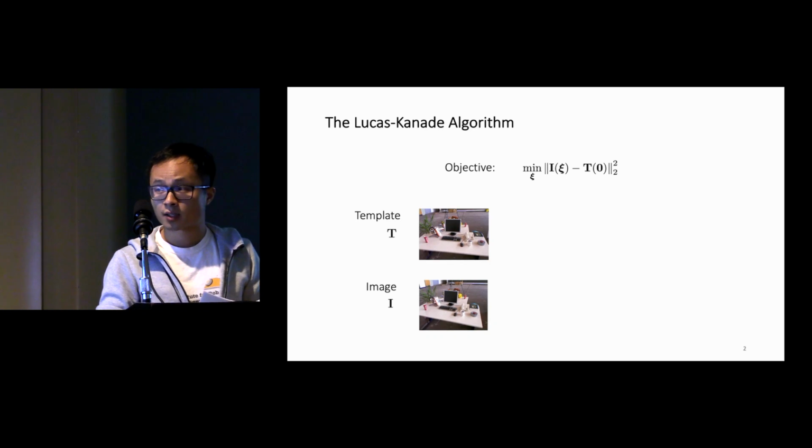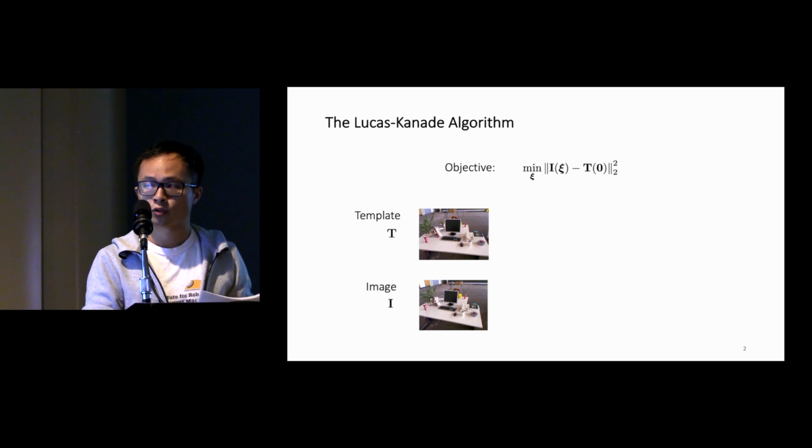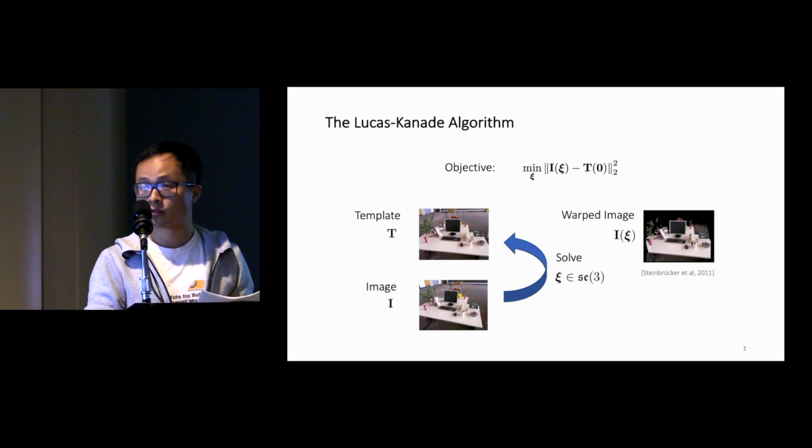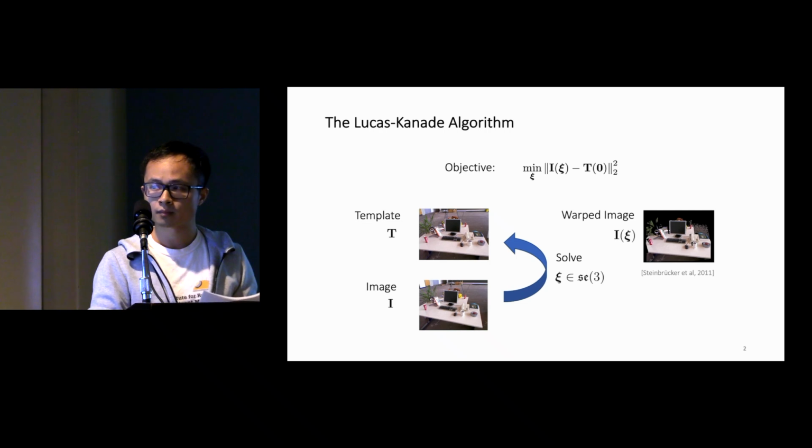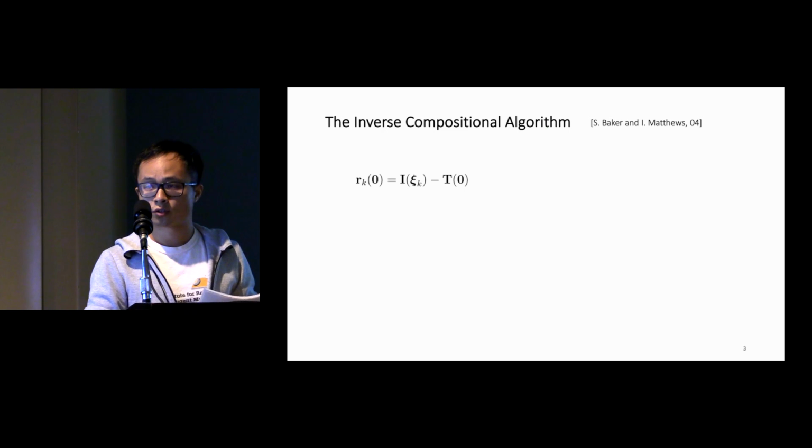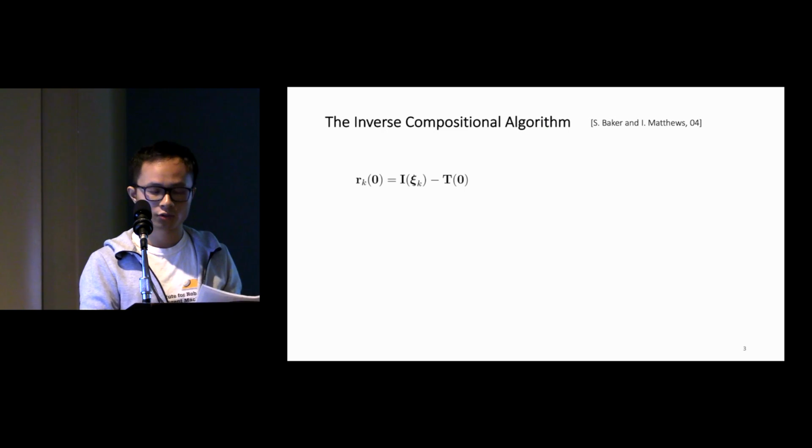The Lucas-Kanade algorithm is a widely used image registration tool in computer vision. It recovers the motion transform by minimizing the photometric residual of a warped image to the template. One classical solution to the objective is the inverse composition algorithm.